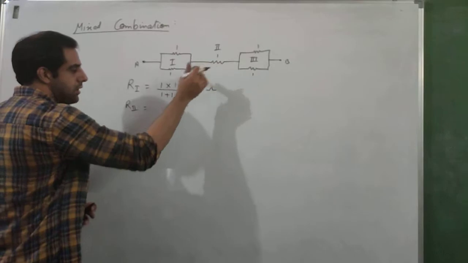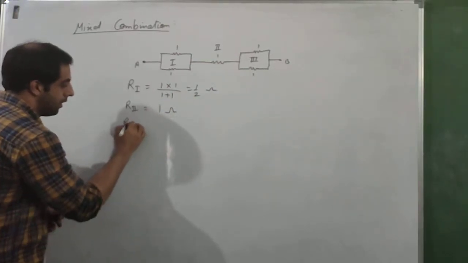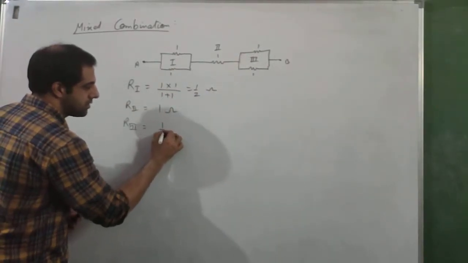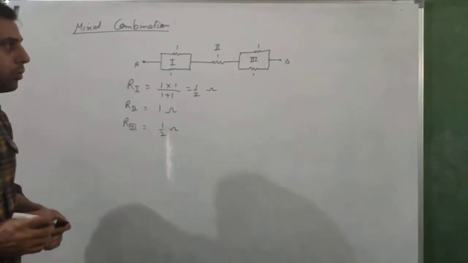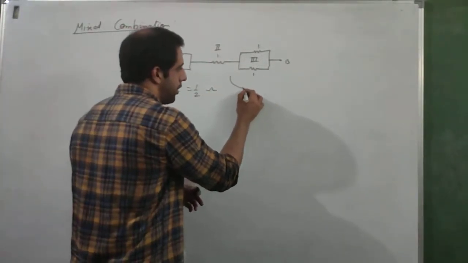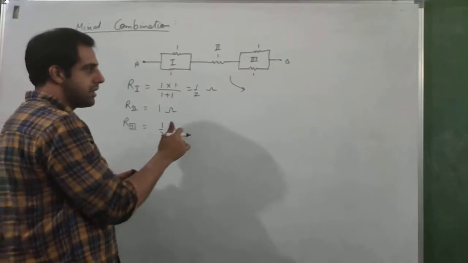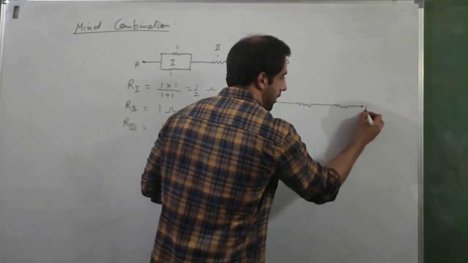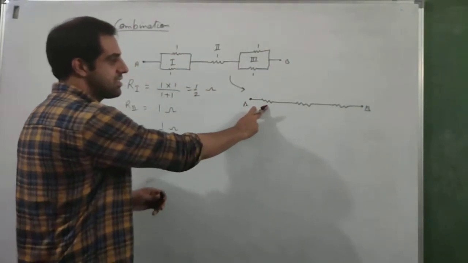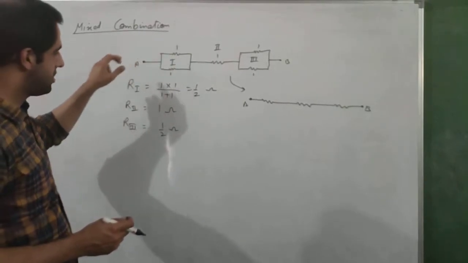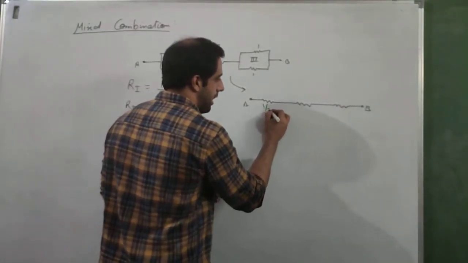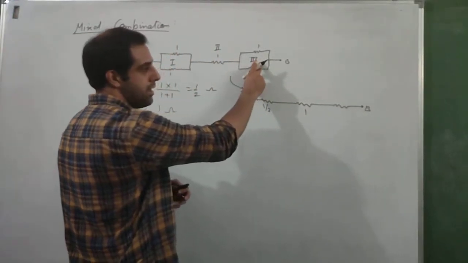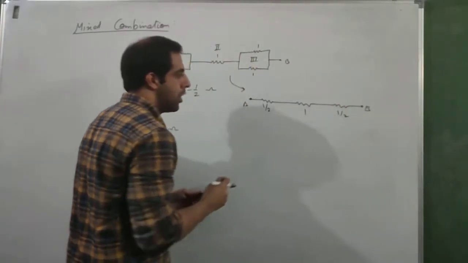Second, there is no combination with it, so we just write 1 ohm. The third is also parallel, same as the first one, so the third equivalent resistance will also be equal to 1 by 2 ohm. Now if I modify this circuit according to the values that we got, it will look like this, where this resistor is the equivalent resistance of these two, which is equal to half ohm. This is the same as before, so 1 ohm, and this is also a combination of these two, so again half ohm.